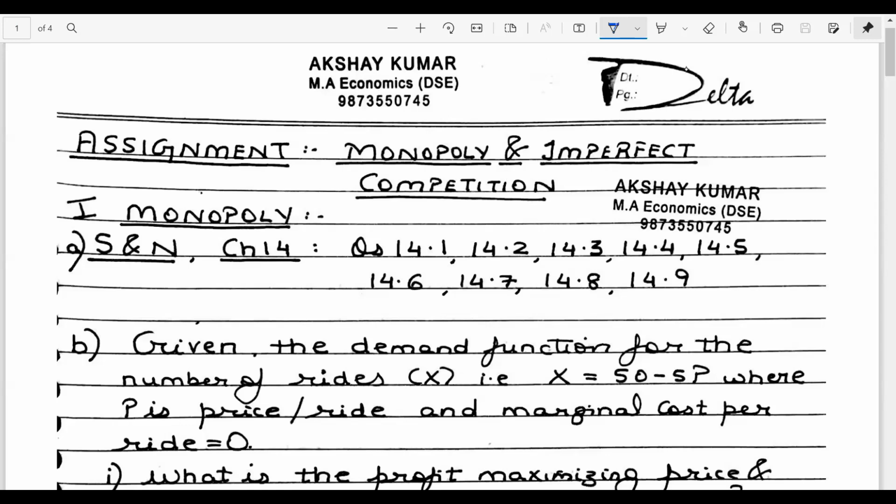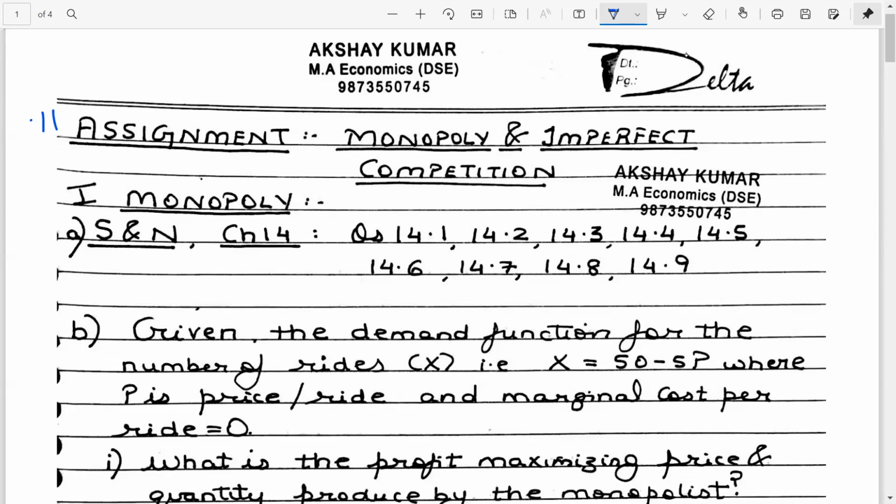Okay, I hope I'm audible to all students who are attending this lecture of Intermediate Microeconomics Part 2. In this particular lecture, I intend to discuss my assignment on monopoly and imperfect competition.